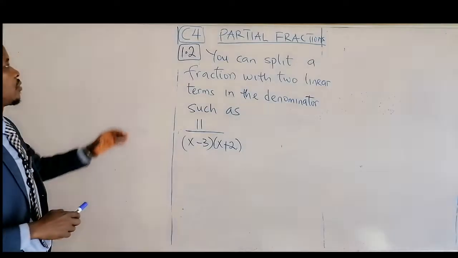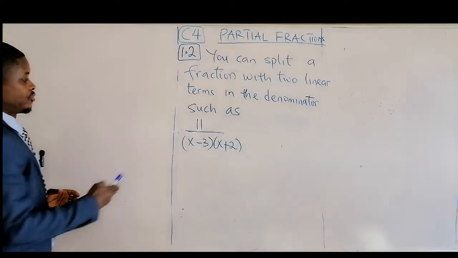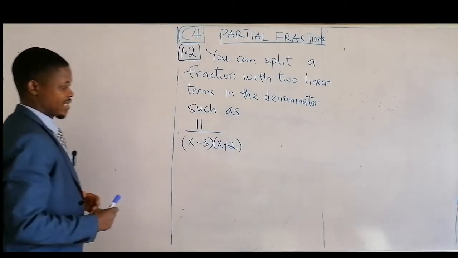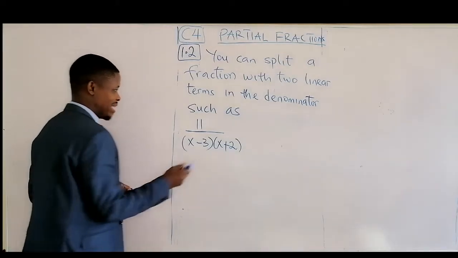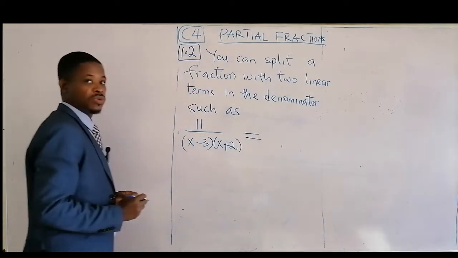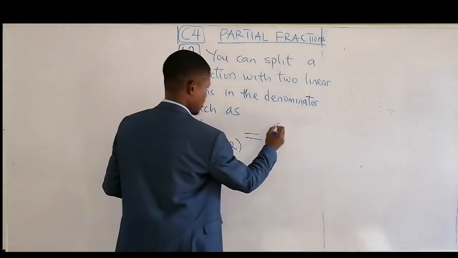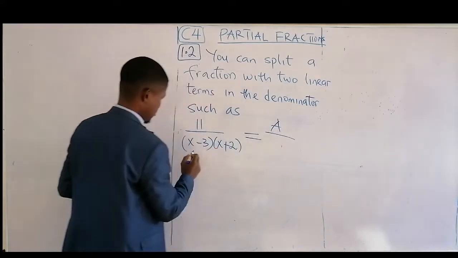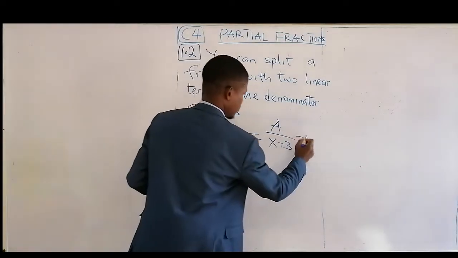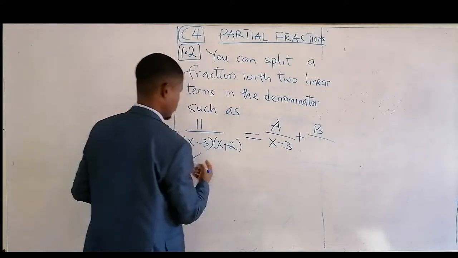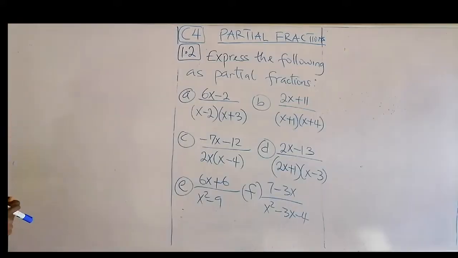Welcome back. We're looking at 1.2, whereby you have two linear factors at the denominator. In that case, you can split this into two fractions, and that will give us A over the first linear factor, and then plus B over the second linear factor.